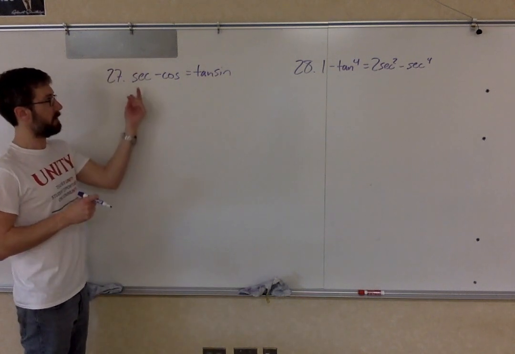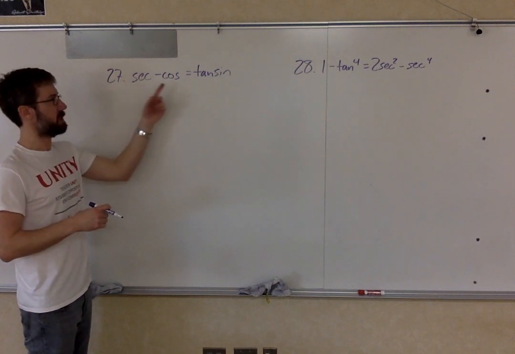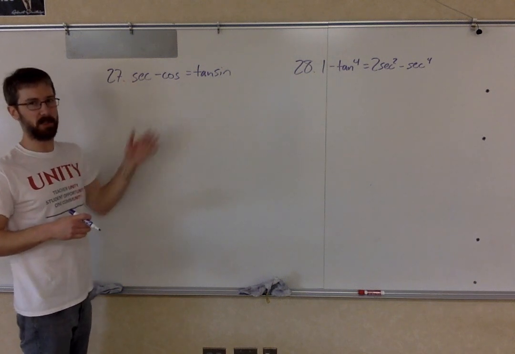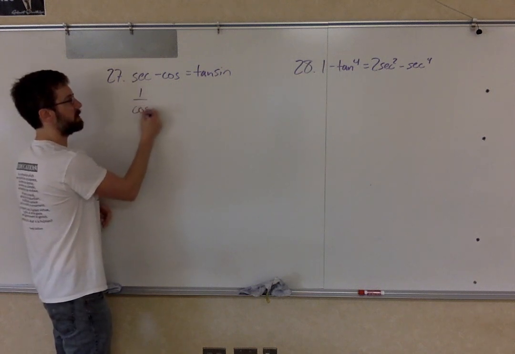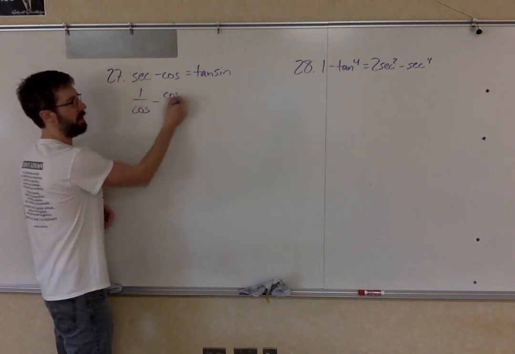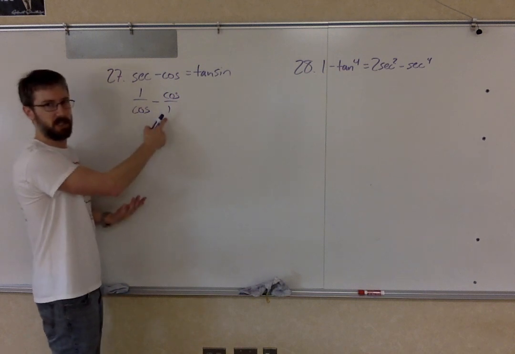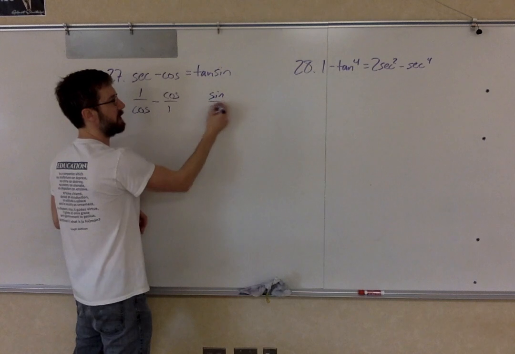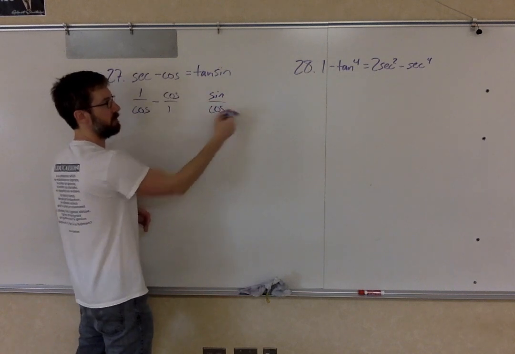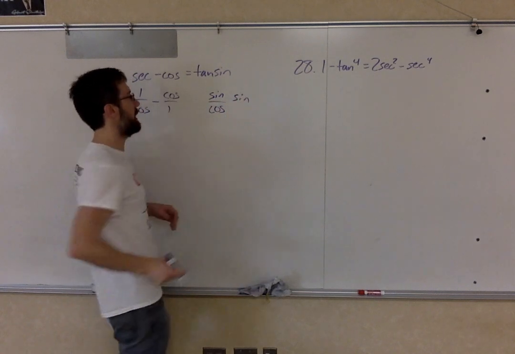All right, so this one, I've got a whole mess of everything. I've got secant, cosine, tangent, sine. I'm going to start this out by changing everything to sine and cosine. So 1 over cosine minus, if I've got a fraction over here, I may as well change this to a fraction. And then on the other side, this is going to be sine over cosine. Tangent changes to sine over cosine times another sine.